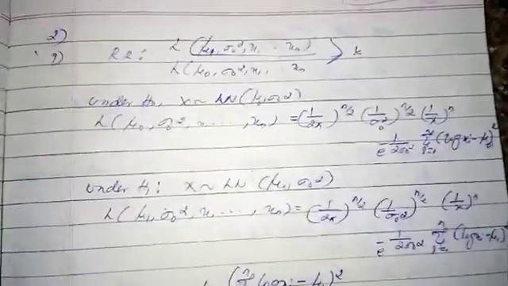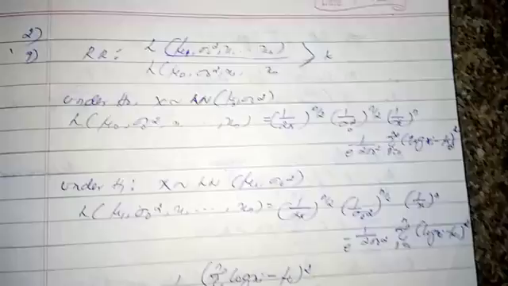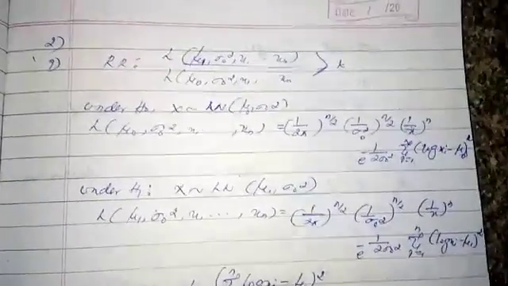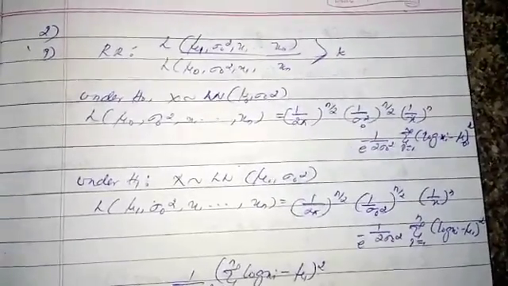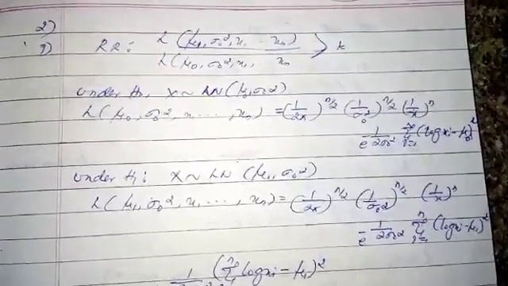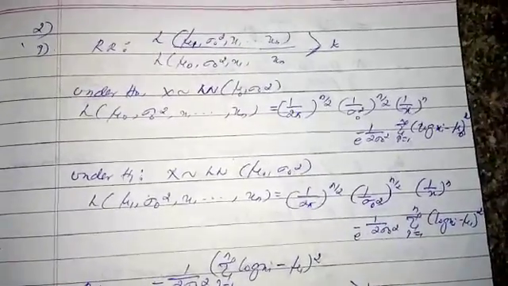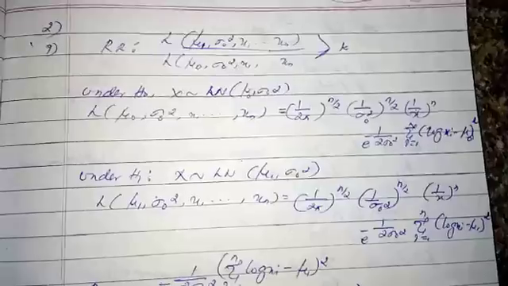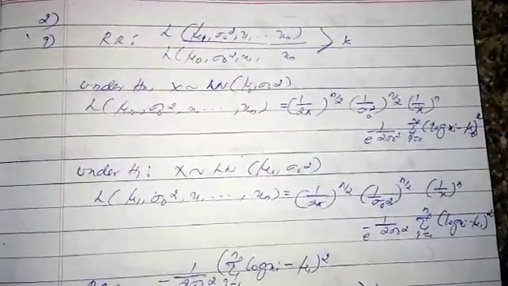So let me see what the answer is for the homework question. Given a random sample of size n from a log normal distribution with mean mu and variance sigma naught square, construct the MP test for testing H naught: mu equal to mu naught versus H1: mu equal to mu1. Right? There are two cases.